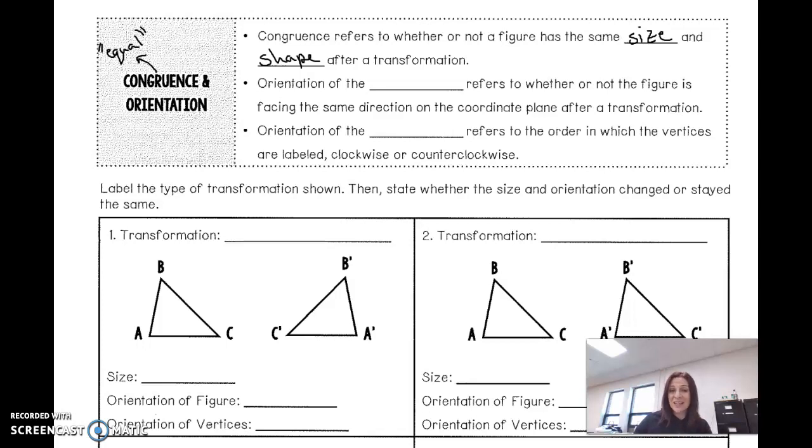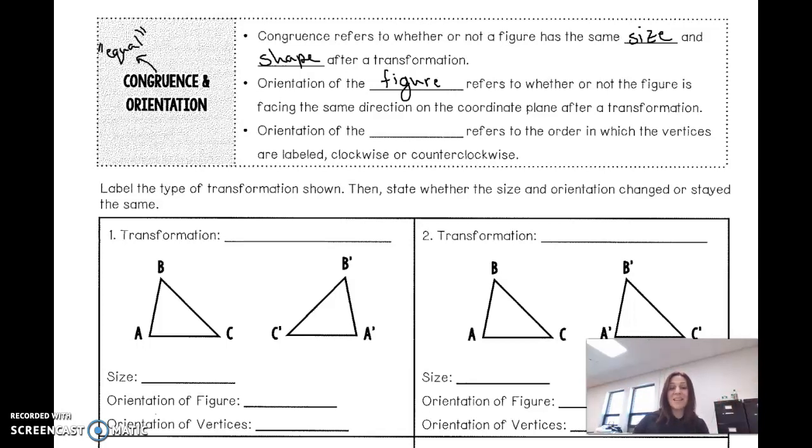Now, the orientation of the figure refers to whether or not the figure is facing the same direction on the coordinate plane after transformation. Okay, so did it flip around? Kind of think about it. We'll talk about this in a little bit. If things slide, they're not changing the way they're facing, okay? But if we flip them, they are, okay?